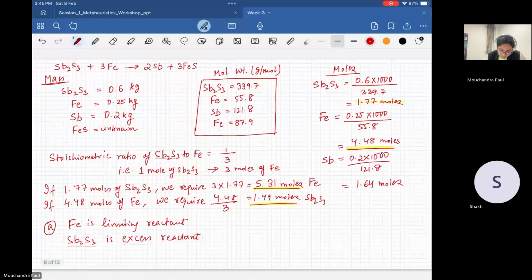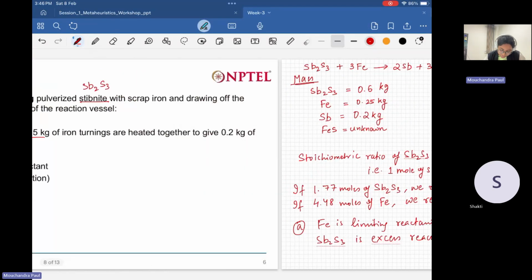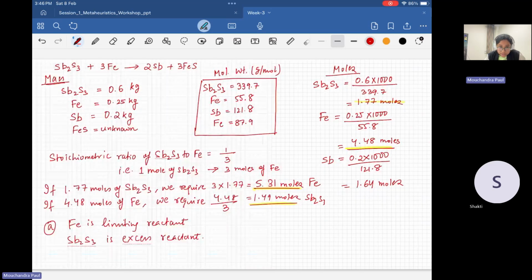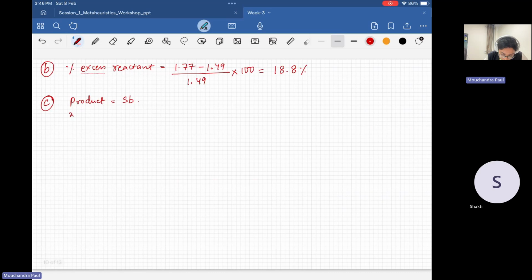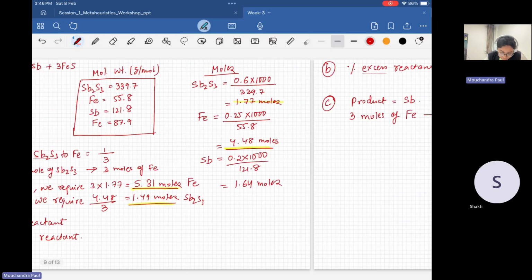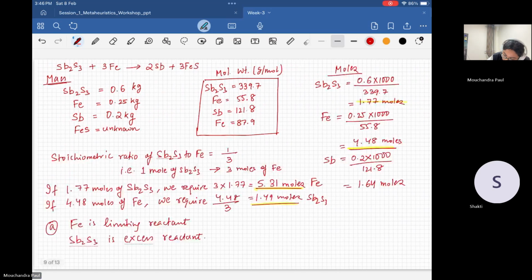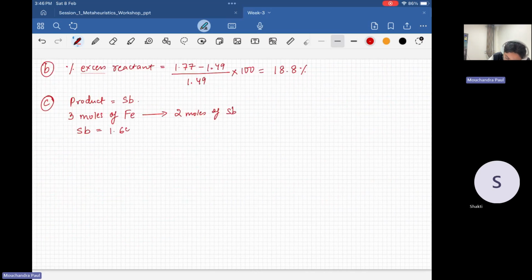So for the degree of completion, we know that the reaction completed and the product is Sb. So we will use this chemical reaction with respect to Sb. According to the reaction, we need 3 moles of Fe to give 2 moles of Sb. This is what the reaction states. And we also know how much Sb is produced, that is 1.64 moles of Sb. This is the produced value.